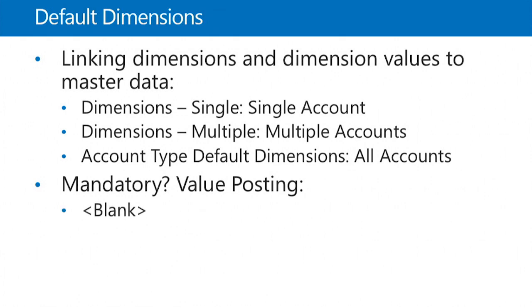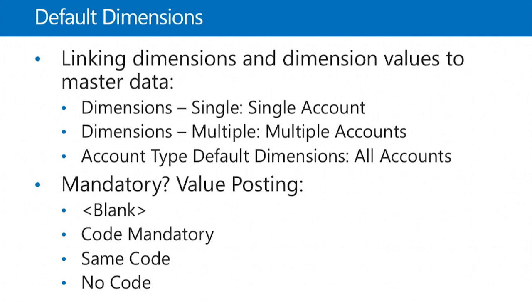So there are different options. We can use blank, we can use code mandatory, we can use same code, and not three but four options, there is also no code. So by using the value posting field, as you can see here, we can make dimensions and even the dimension value mandatory if you want, and that will enable us to be sure that users always use the correct dimensions and never forget to use dimensions. So very important. Let's have a look at how we can achieve this in the system.